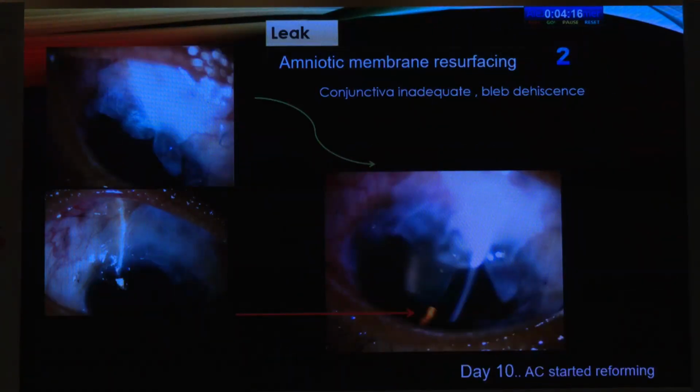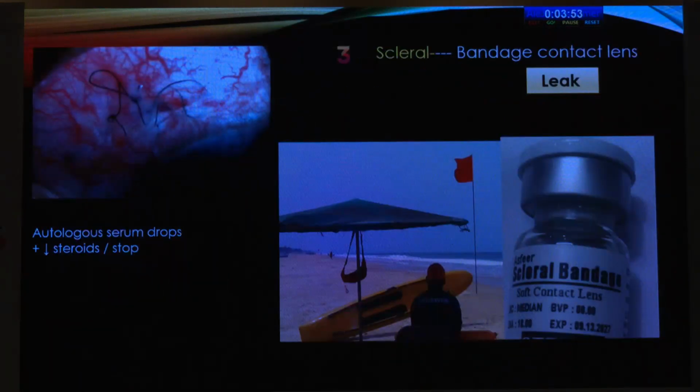If the leak doesn't resolve, you can do an amniotic membrane resurfacing, especially in situations where the conjunctiva is poor and the bleb dehiscence is there. This is a patient who was a rubber. He kept rubbing his eye post-op. We admit the patients for 2-3 days because our patients mostly come from far off. So this patient kept rubbing the eye and this conjunctiva just gave way, and we just did a resurfacing with amniotic membrane.